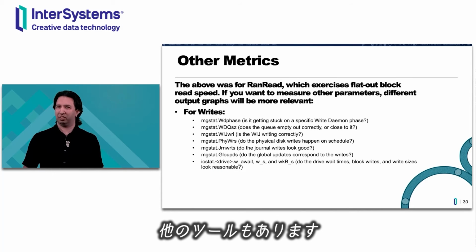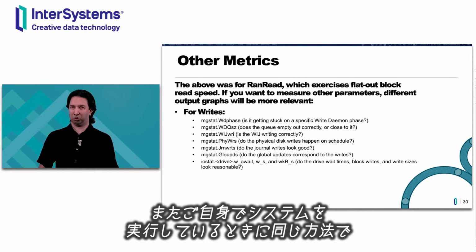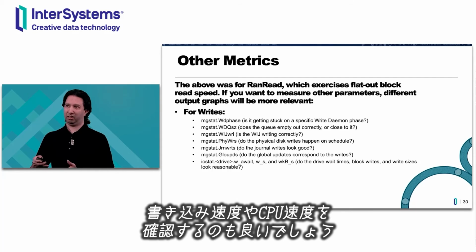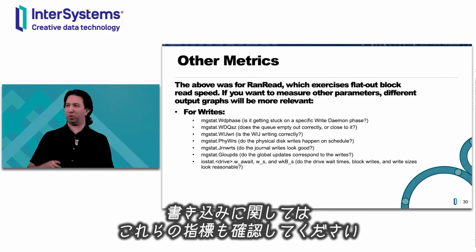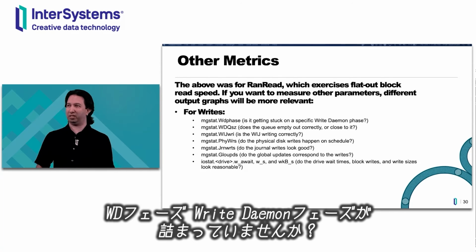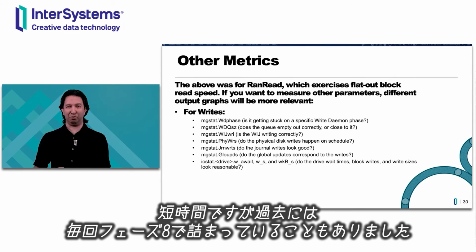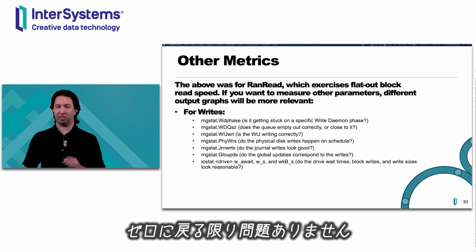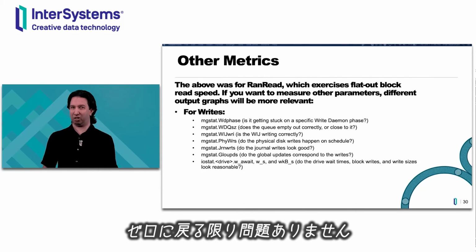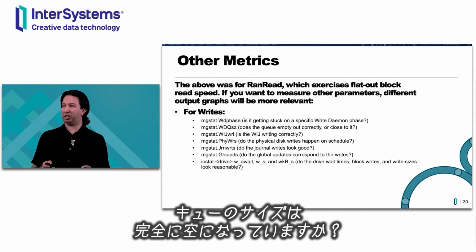We do have other tools, and you may also want to use the same methodology while you're running your system yourself and look at things like write speed or CPU speed. For writes, you want to look at these metrics here, the WD phase, the write daemon phase. Is it getting stuck? In the past, I've seen it get stuck on phase 8 every single time it runs, but only for a brief period of time, and that's okay. As long as it comes back to 0, you're okay. The queue size, does that empty out correctly?